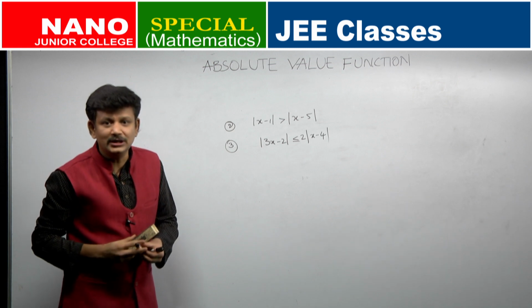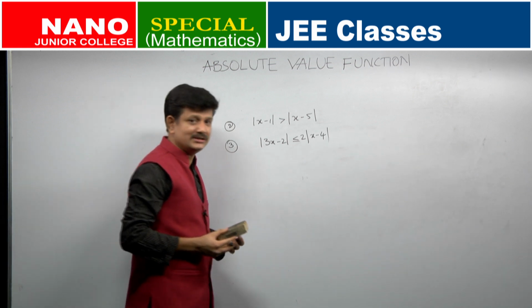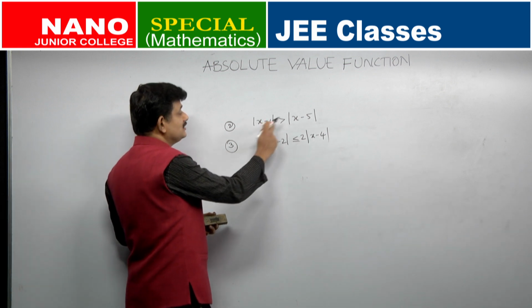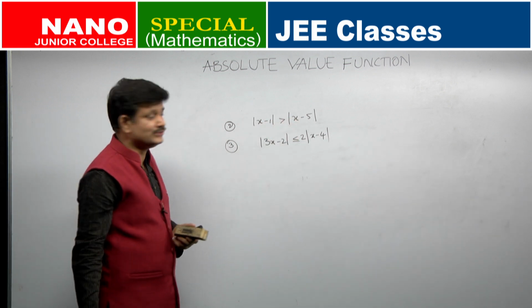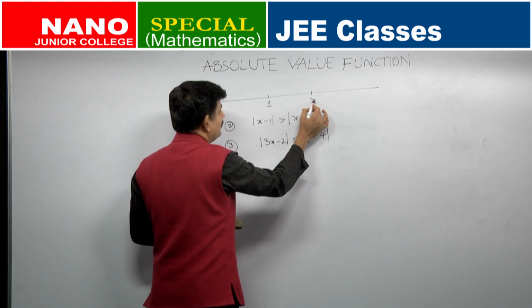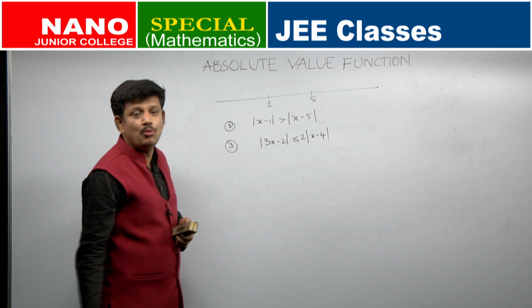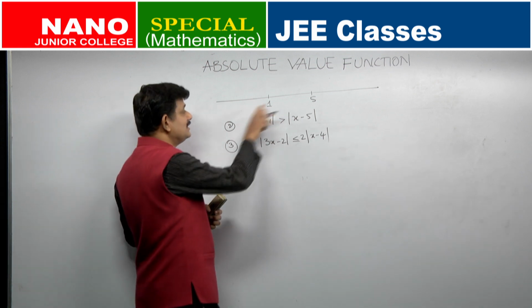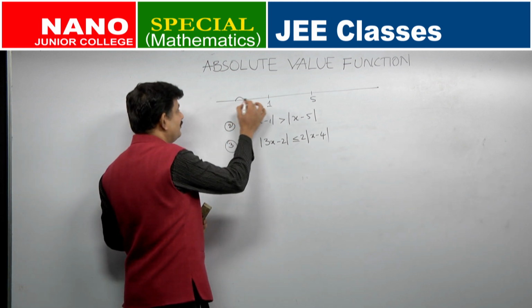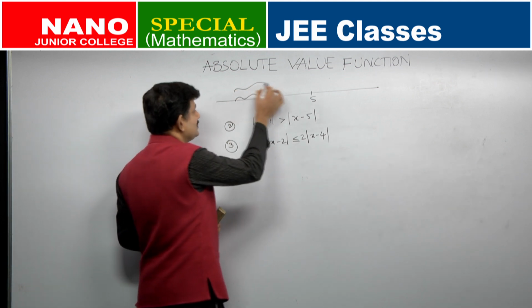First question looks simple, but it has plenty of applications. I will show you one of those applications in the fourth question. Modulus of x − 1 is greater than modulus of x − 5. What does that mean geometrically? Distance of a number from 1 is more than its distance from 5. I want all the numbers whose distance from 1 is more than their distance from 5.